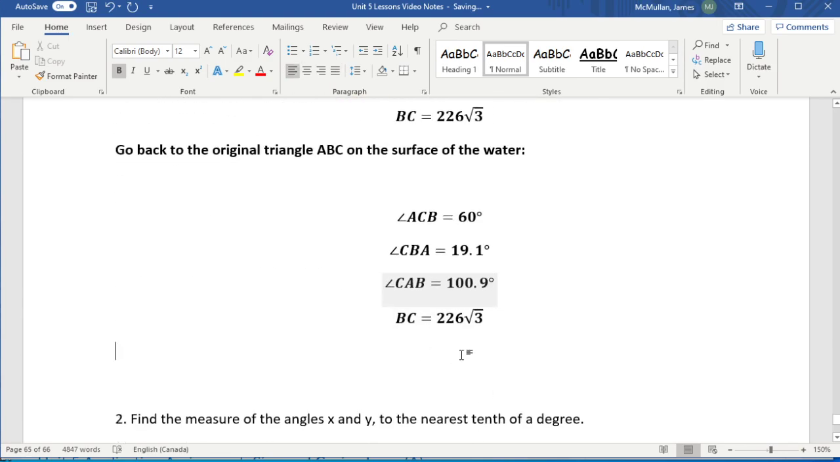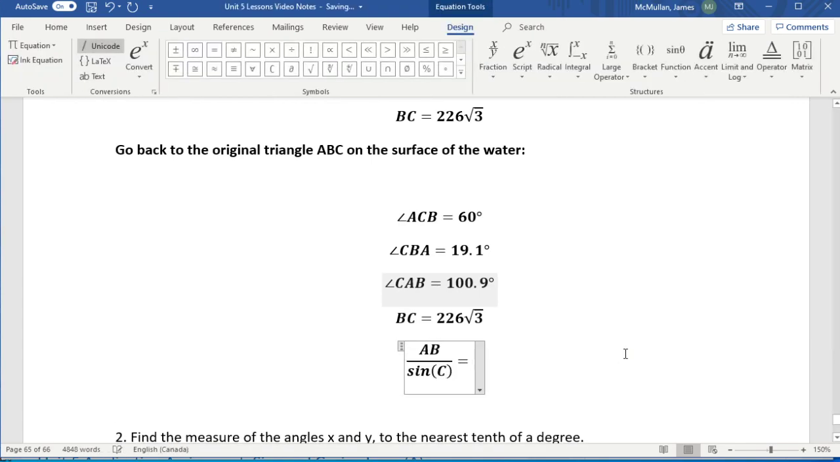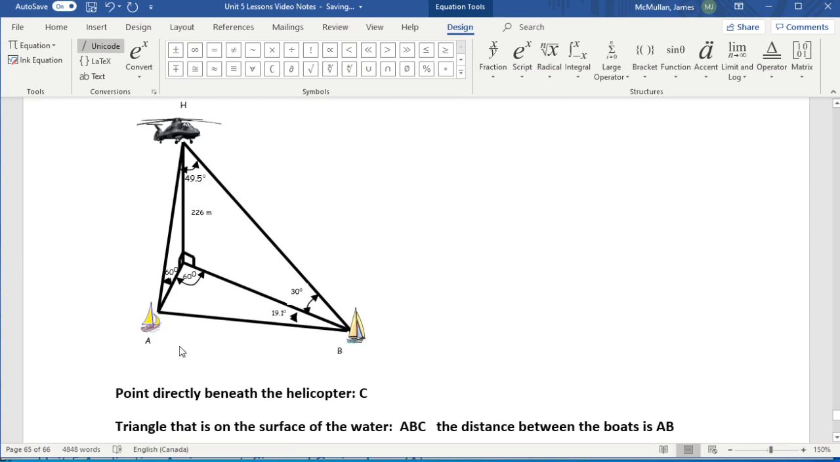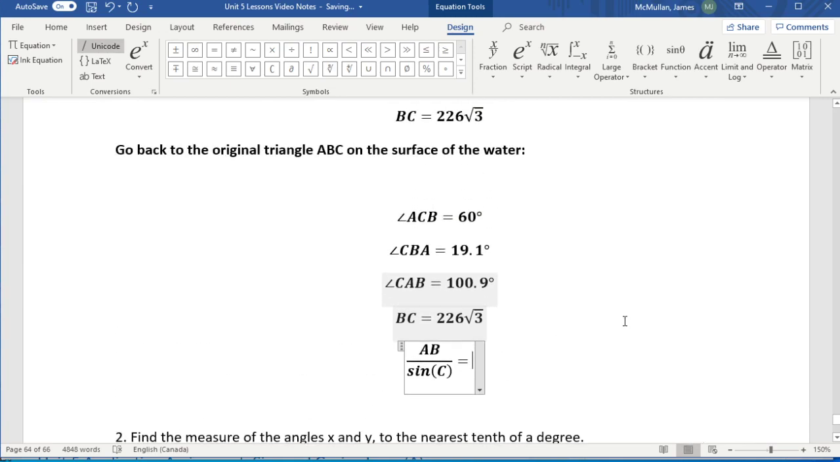So I'm going to use the sine law, right? The sine law would be AB over sine C, right? Because just think about this for a sec. AB is this side. It's opposite of side C. This one, BC, is opposite of side A. So BC over sine 100.9.